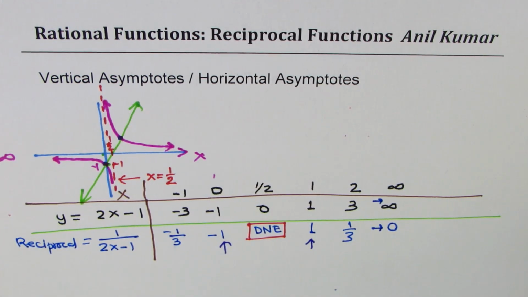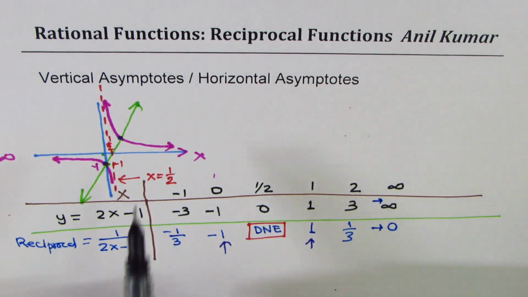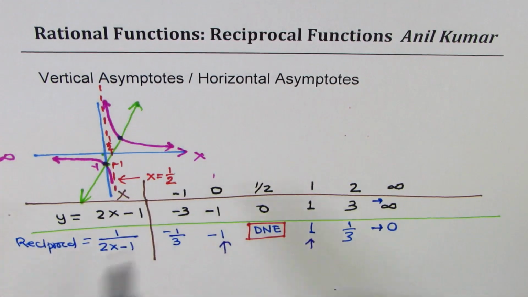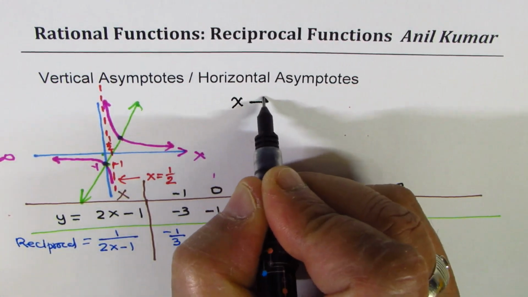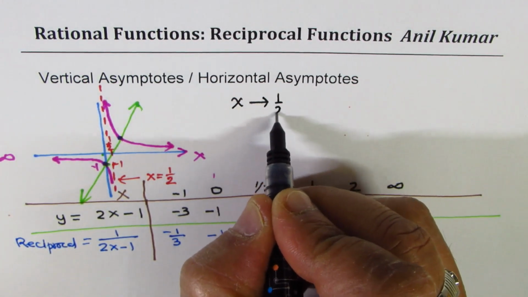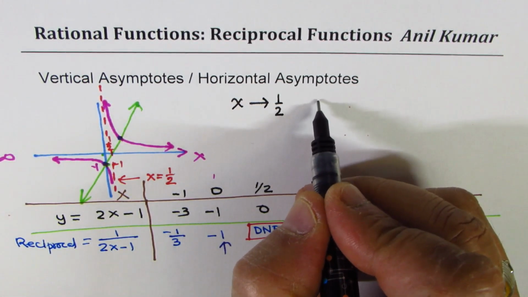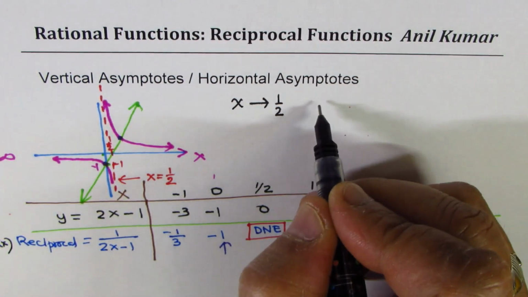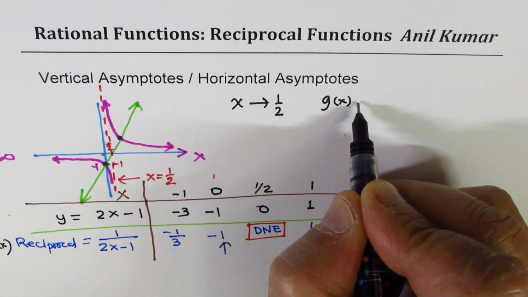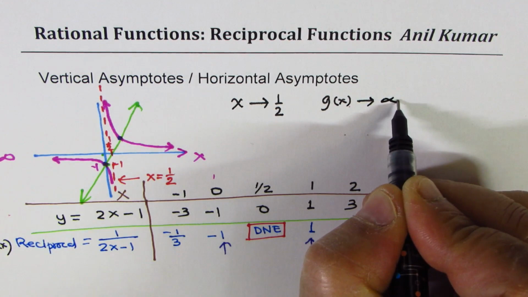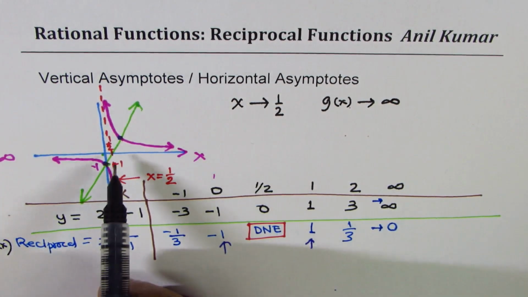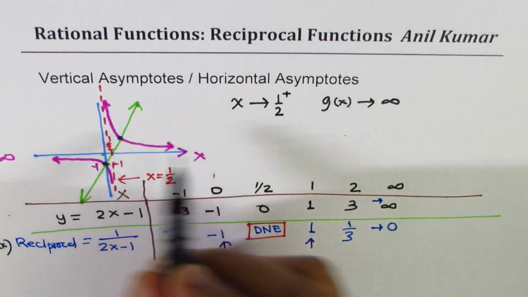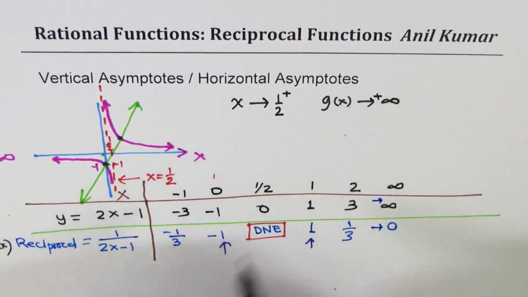Now from here, we will define two values, rather two important characteristics. One is the vertical asymptote. So what you note here is that as x approaches half, the y value, let's call this function as g of x, right? Then g of x approaches infinitely large value. Now you will note that if you are on the right side, that means when you approach from the right side, g of x approaches positive infinity.